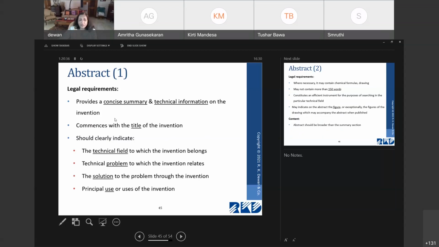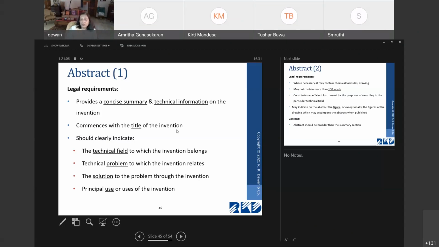So the abstract provides a concise summary and technical information on the invention. It commences with the title of the invention. So the start of the abstract will be the title of the invention, and then it will clearly indicate the technical field to which the invention belongs, and the technical problem to which the invention relates.